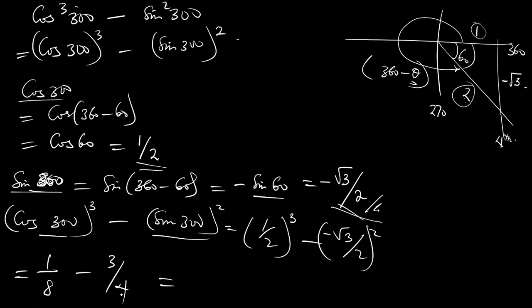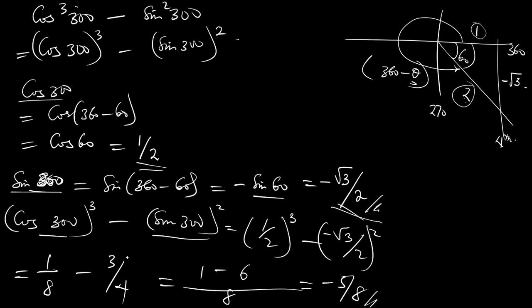So the LCM between 8 and 4 is 8. So 8 divided by 8 is 1, 1 times 1 you have 1. 8 divided by 4 is 2, 2 times 3 is 6. So minus 6. So you have minus 5 all over 8 as the final answer to that particular problem.